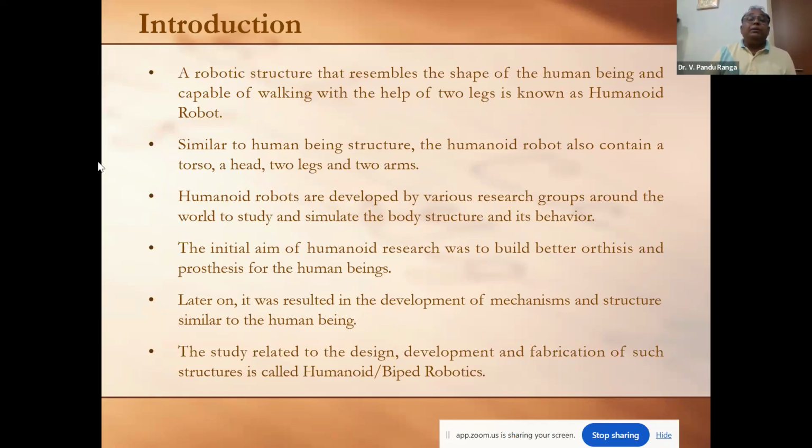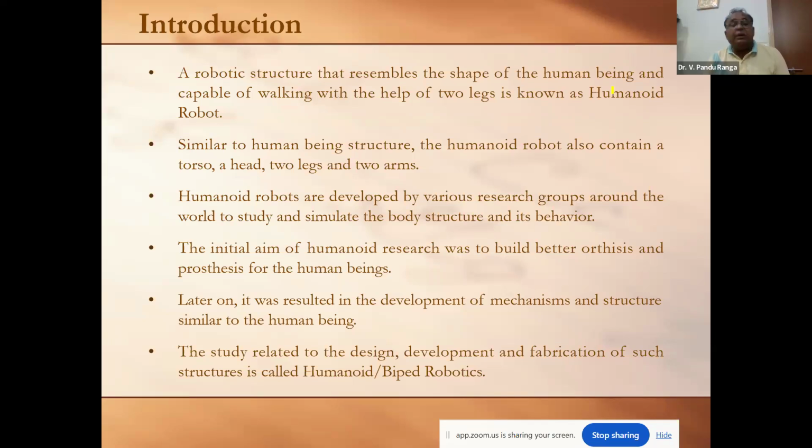So before actually entering into this presentation, I would like to brief the vocabulary which we use during this presentation. So coming to the introduction, a robotics structure that resembles the shape of human being and capable of walking with the help of two legs and exhibits characteristics very similar to the human walk is called a humanoid robot or biped robot. The name itself implies that it is a biped having two legs and its structure is very much similar to the human beings.